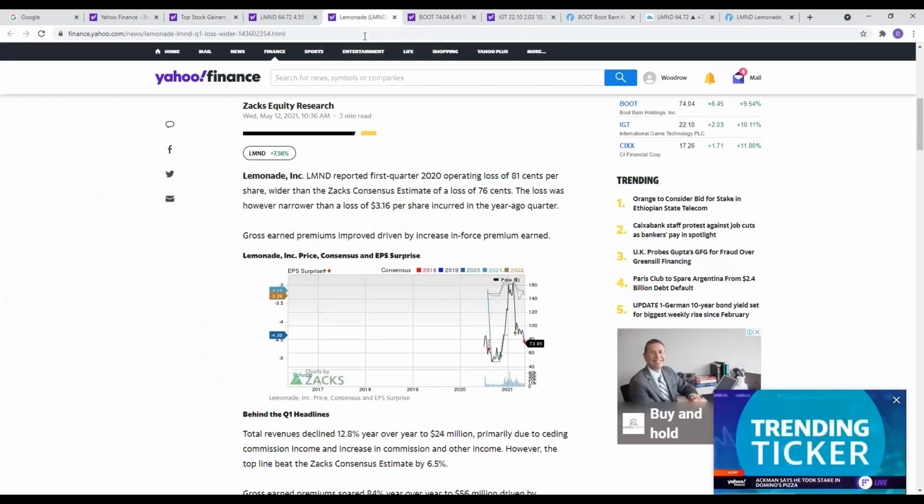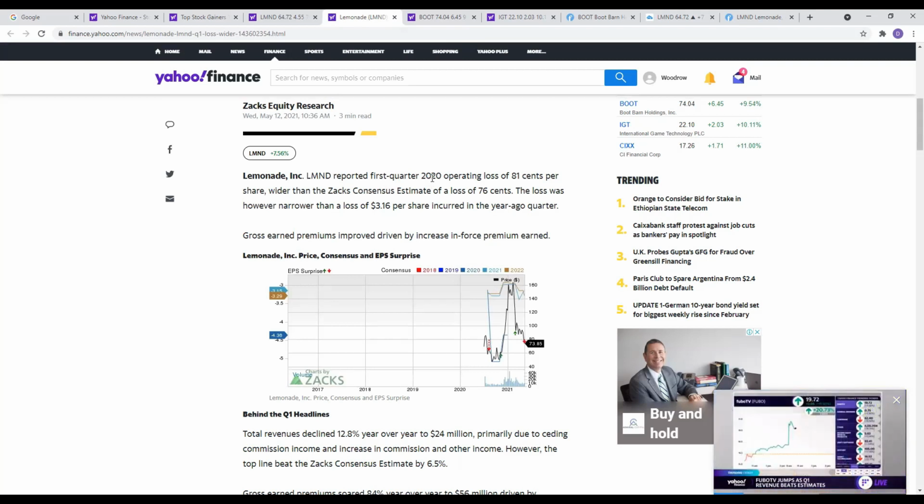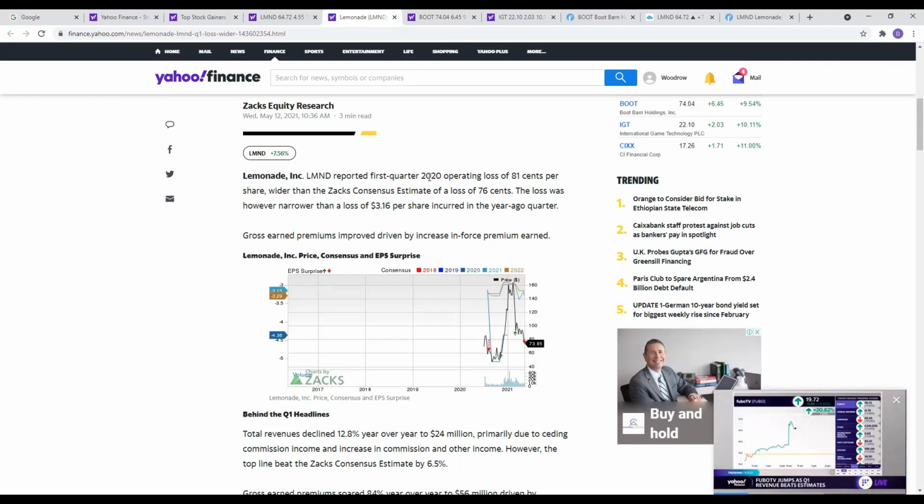The news doesn't look too good. LMND reported a first quarter 2020 operating loss of 81 cents. Okay. I wonder if this report is accurate, in the sense that it says first quarter 2020 rather than first quarter 2021. This may be an error because we're in 2021 rather than 2020. Nevertheless, it reported a loss of 81 cents per share.